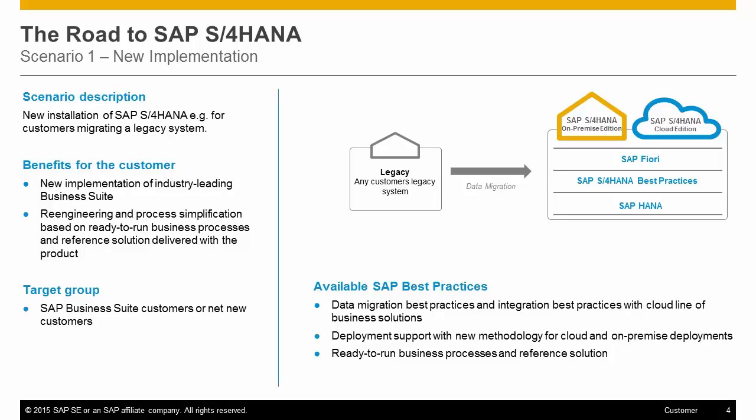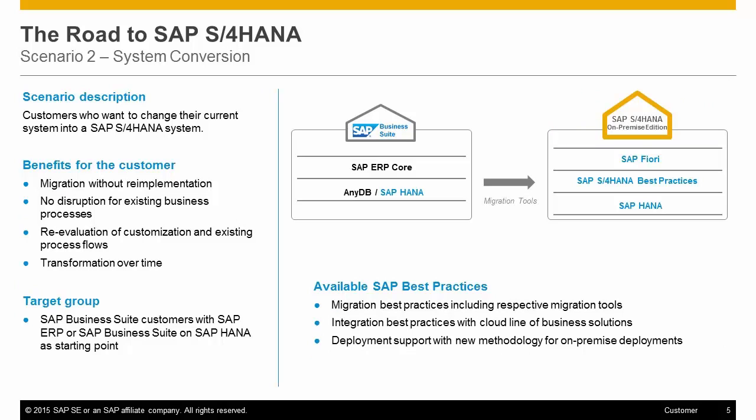Your implementation project does not start from scratch. The initial configuration of SAP S/4HANA is based on a pre-configured system, providing ready-to-run business processes with sample data and marks the starting point for process re-engineering and simplification. Also, you can take advantage of SAP Activate methodology for on-premise or cloud edition to steer the implementation project. For more technical information, I would like to refer you to information collected in the SAP S/4HANA Cookbook on SCN.